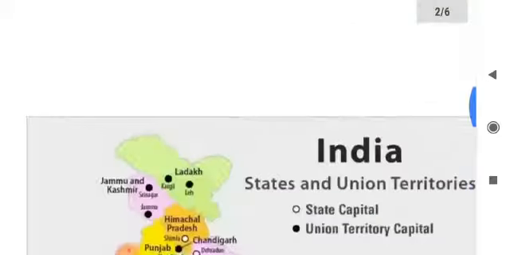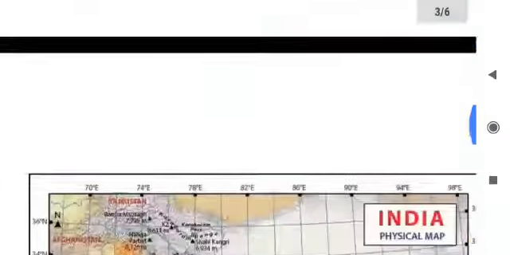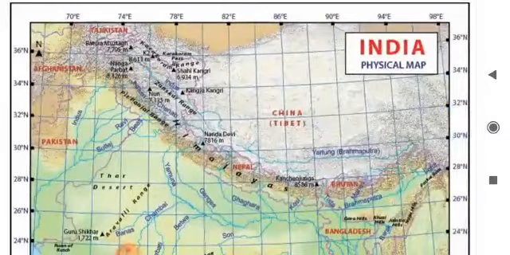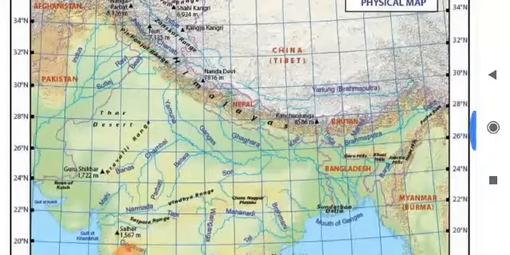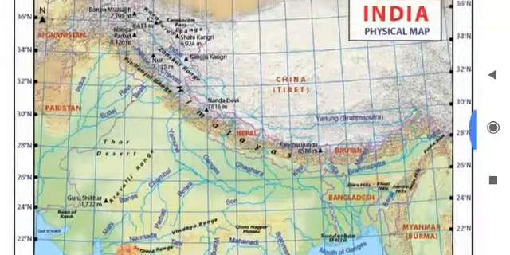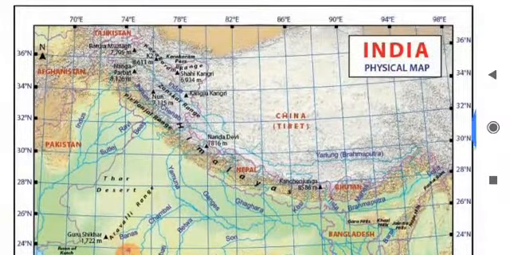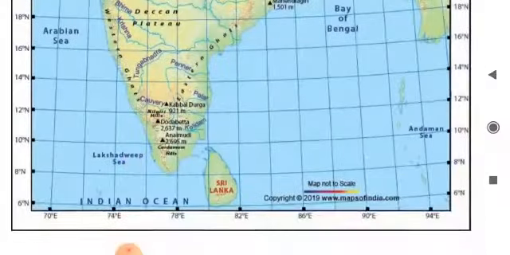Now come to the next point, that is the neighboring countries of India. In the northern side, China, Nepal, Bhutan. Eastern side, Bangladesh, Myanmar. Western side, Pakistan. Northwestern side, Afghanistan, Tajikistan. And the southern part, Sri Lanka, are the neighboring countries of India.